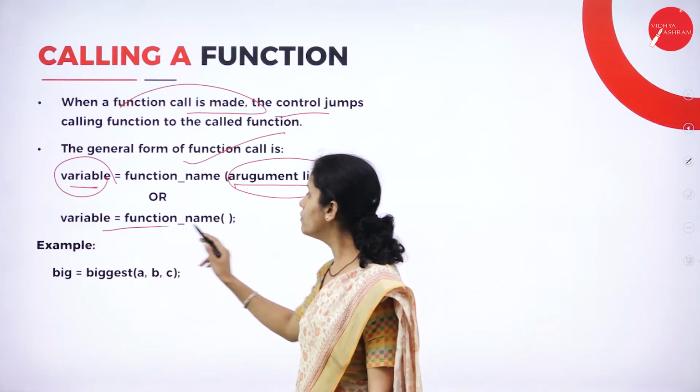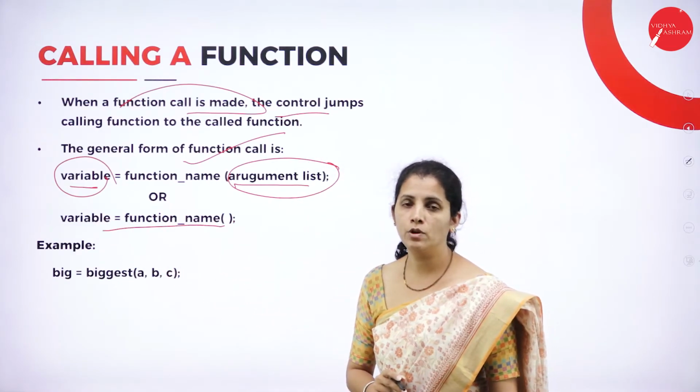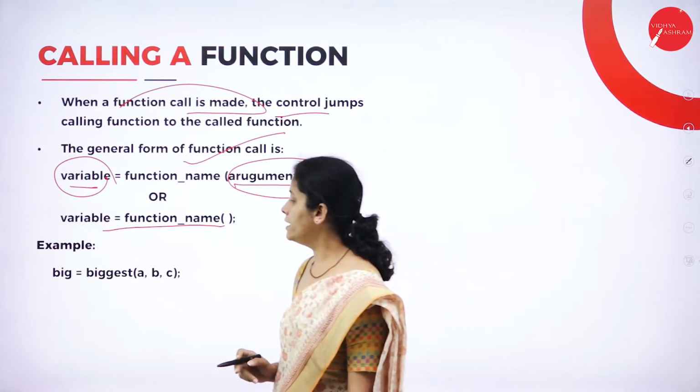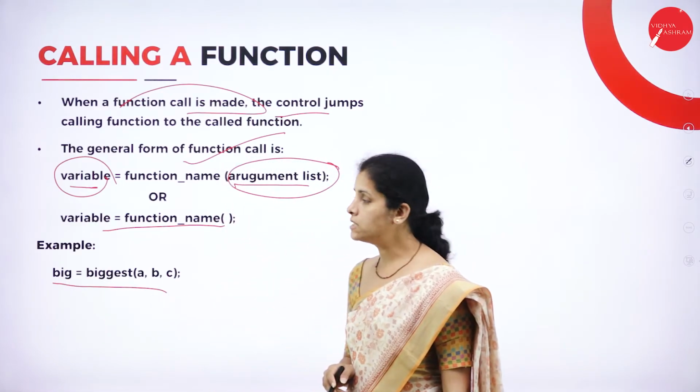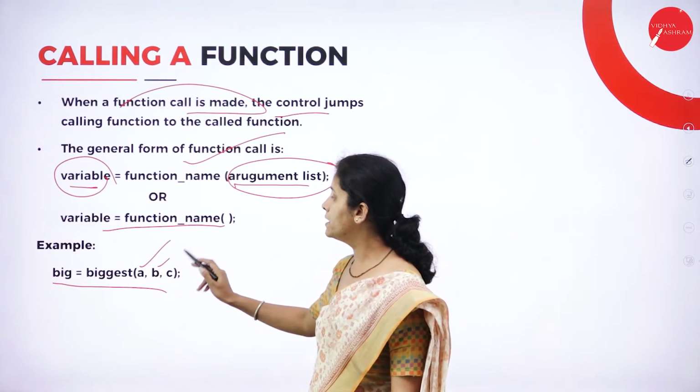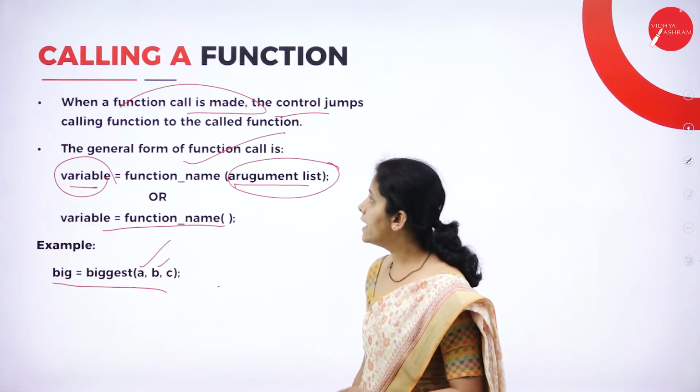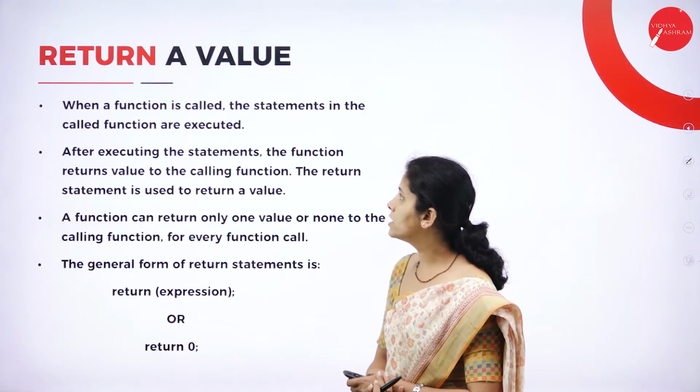Another method is that, without an argument, I can call the function, and this is the example. My function name is biggest and I'm going to pass A, B, C. This is the way I can call a function.